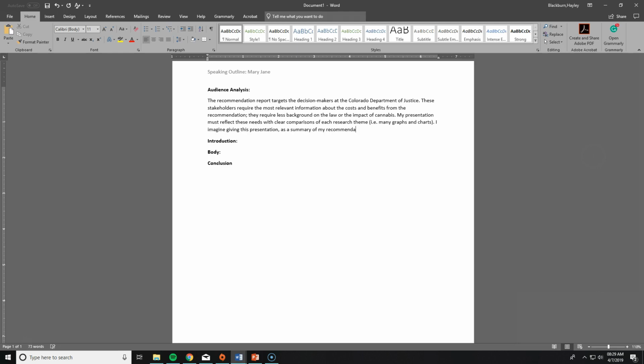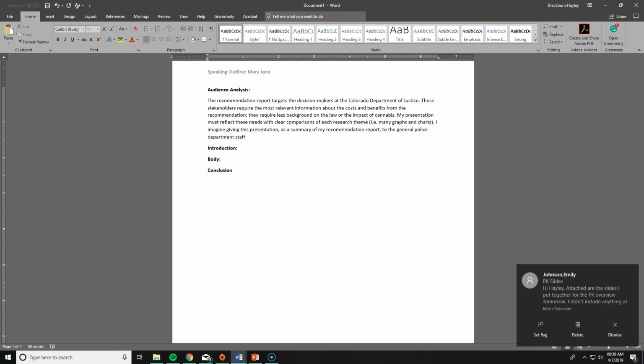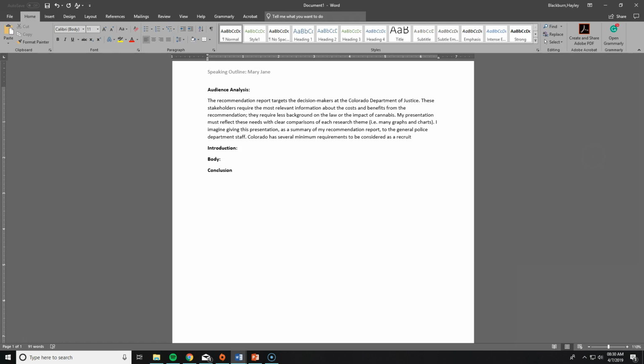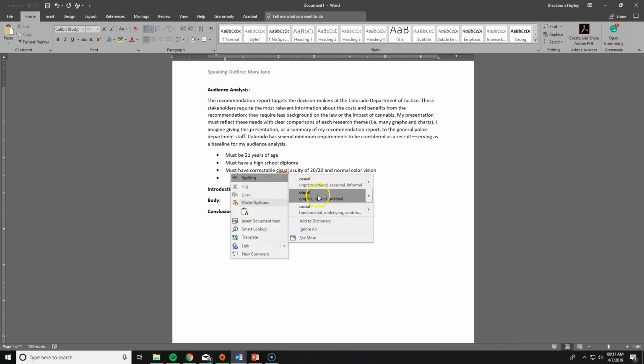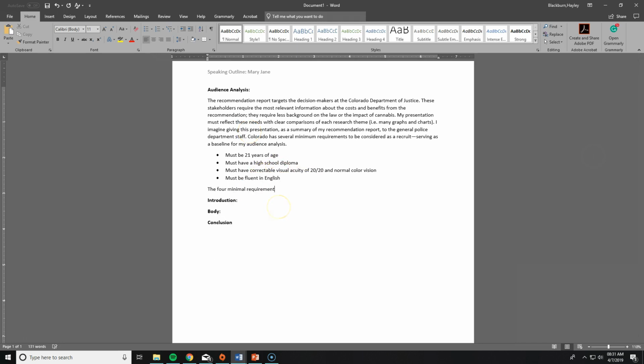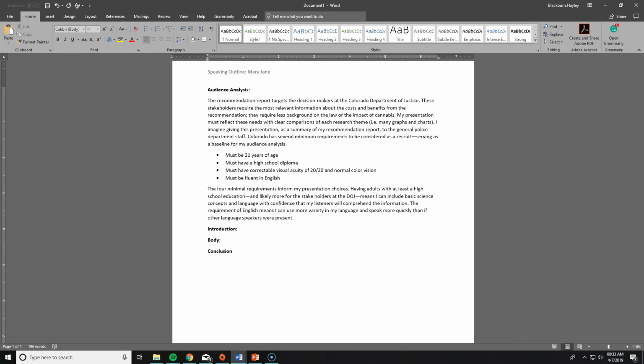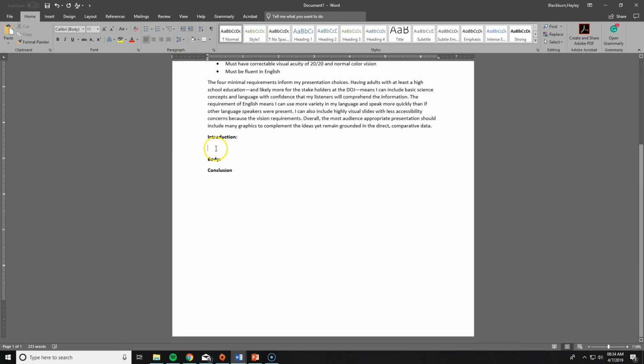So to really get my audience analysis started, I looked up the basic requirements to be a recruit with law enforcement, and used that as the baseline for, okay, here's the education level I can expect, and here's what that means for my science jargon. They have their vision level, and here's how that can impact what I design in my slides. I have to be fluent in English, which means I can put in more jargon and speak a little faster. So definitely start with that.